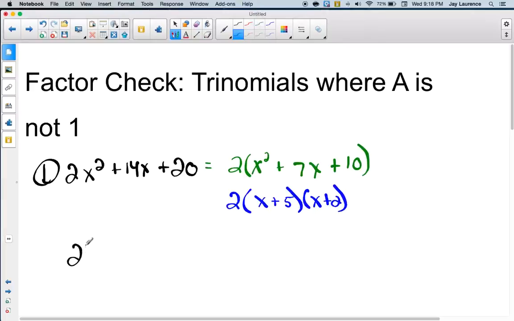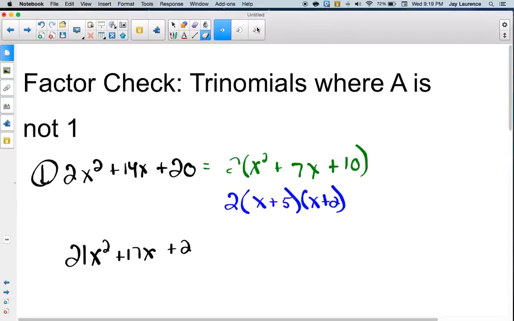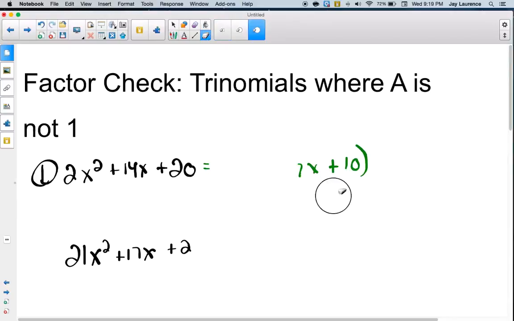It's going to be 21x squared, 17x, and then plus 2. Okay, so now here's how we do this problem. Now, there's no GCF. I checked for it. It's not there. A is not 1, so it's not as simple as just going to two factors of 2.